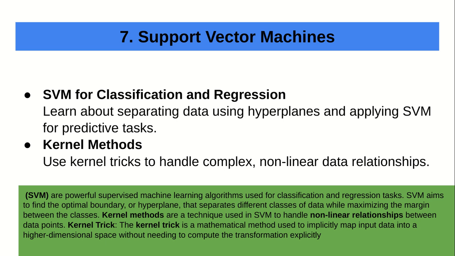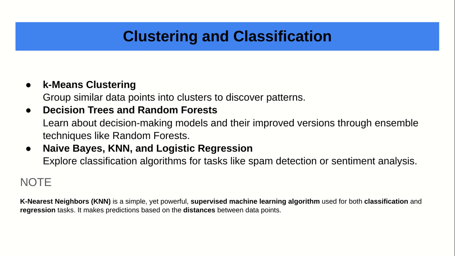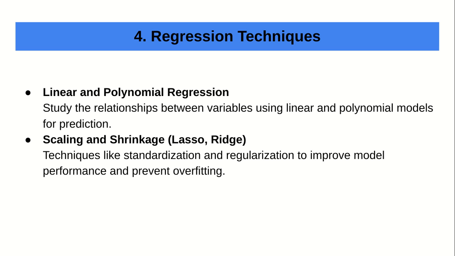So kernel methods are techniques used in support vector machines to handle nonlinear relationships between data points. Remember, we said earlier on in regression, we talked about linear regression and polynomial regression. Linear regression assumes the data is in a certain pattern, a straight line pattern. But polynomial regression is for data that is not straight, it is not linear, it is random data, but at least it has a certain pattern.